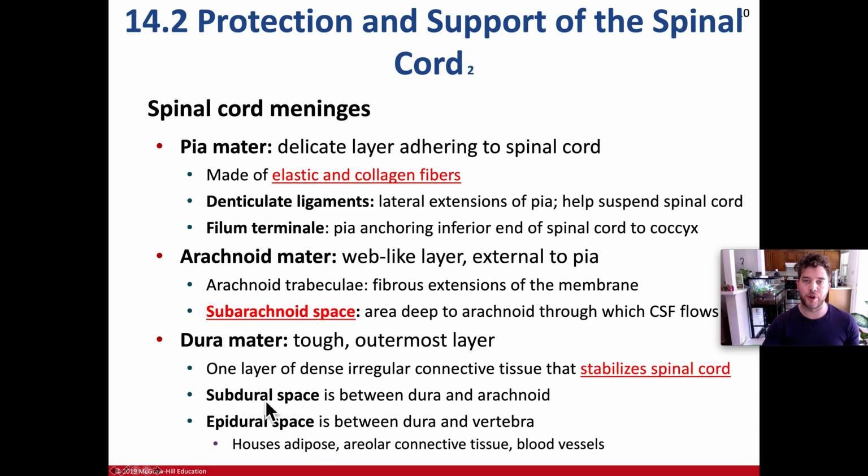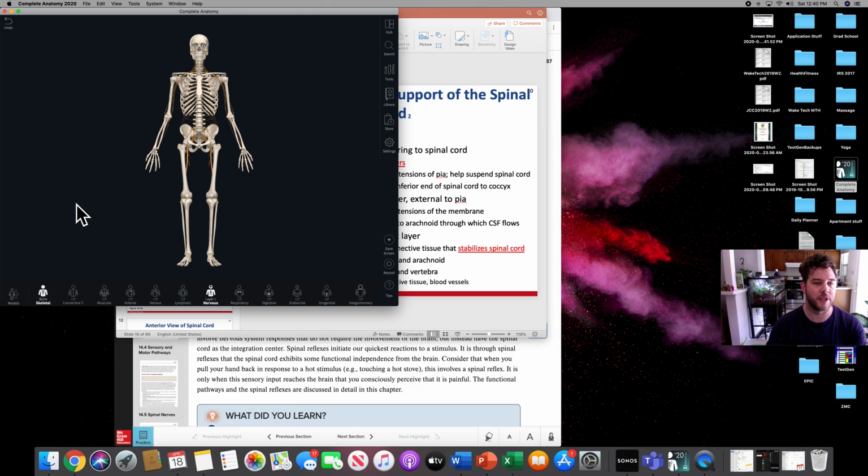And it has both the subdural and epidural spaces. The subdural space is between the dura mater and the arachnoid, and the epidural space is between the dura and the vertebrae. This is that clinically significant space when people have an epidural injection, especially during childbirth or labor. It helps to deaden the sensation. They give it at a certain point in the vertebral column, so all sensation below that point is lost, numbed.